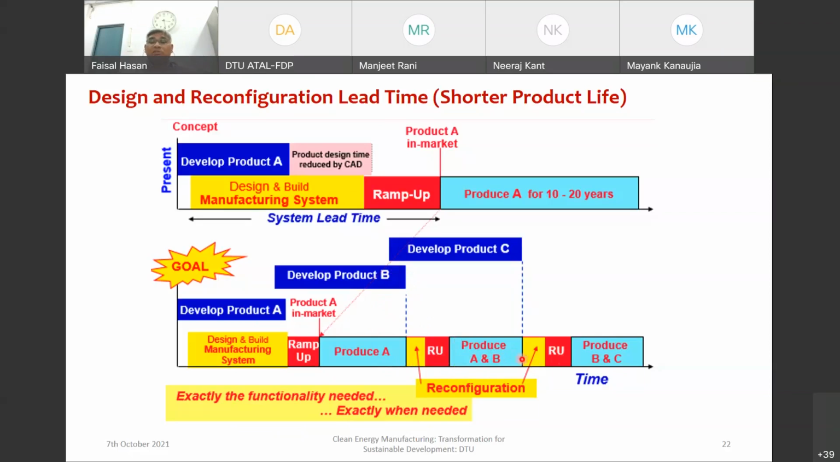Now, as we move forward, say for example, product A becomes obsolete. No more demand for product A is there, but there is a demand for another product, which we call product C. Then again, I need some reconfiguration, then again ramp up time. Now, with this ramp up time and reconfiguration, my system must be capable of producing product B and C. So this is the idea behind the reconfigurable manufacturing system.